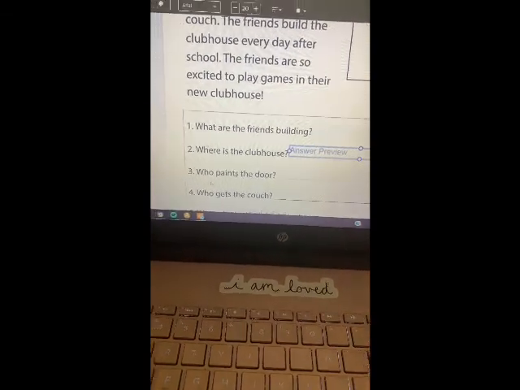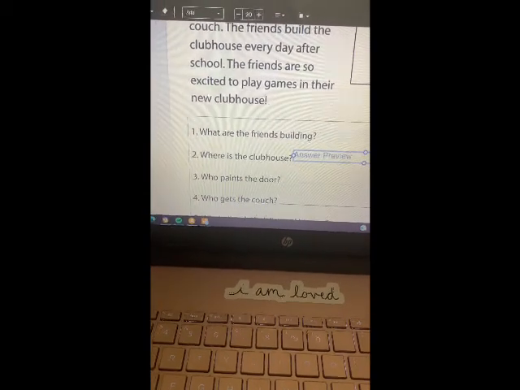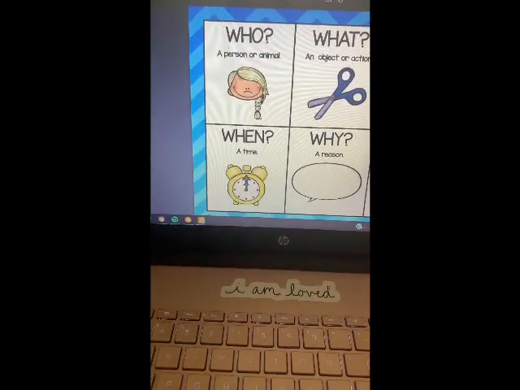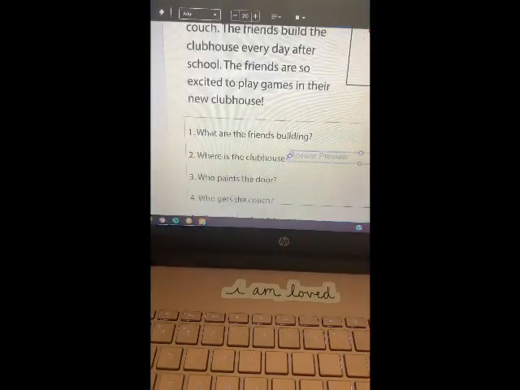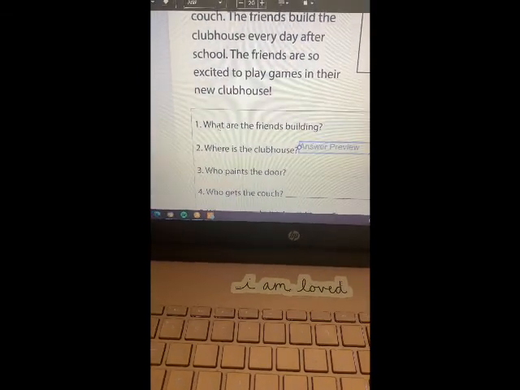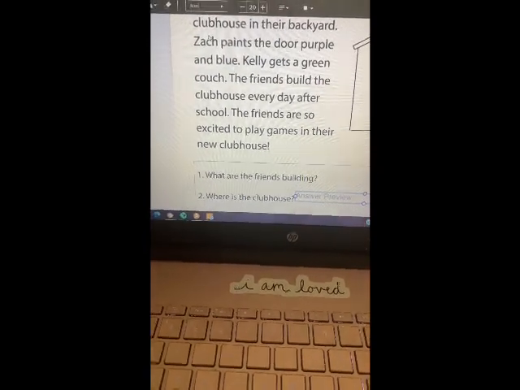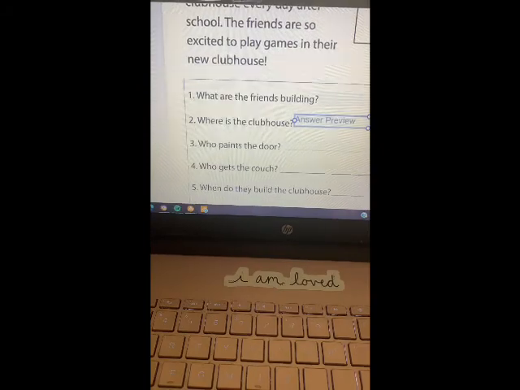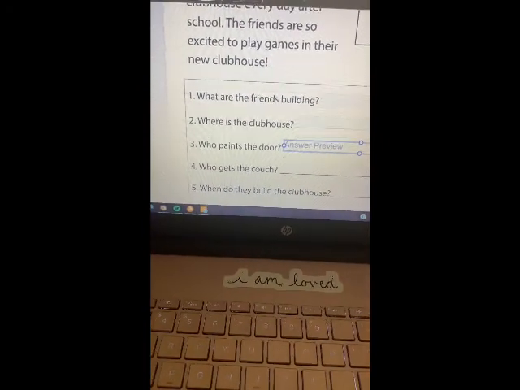All right. Now it says, who paints the door? Let's go back and look at our poster. Who, there's a picture of a person here. So we want to know what person is painting the door. Zach. Zach is painting the door. So we could go ahead and type that in here.